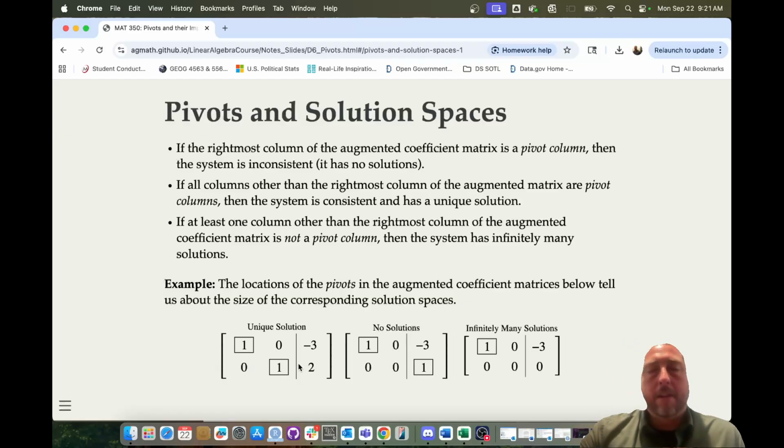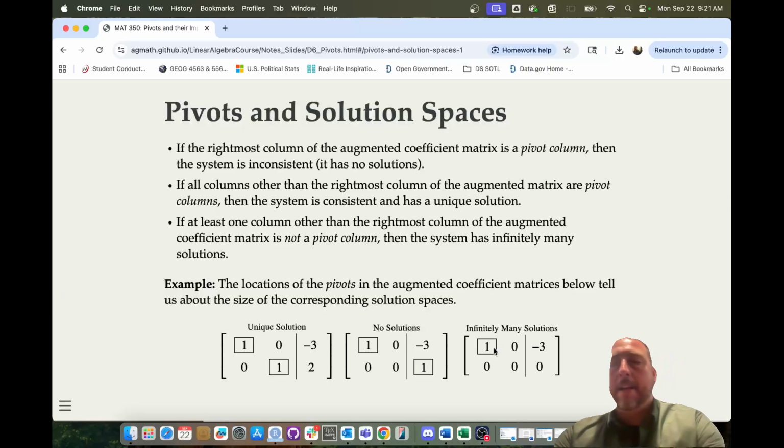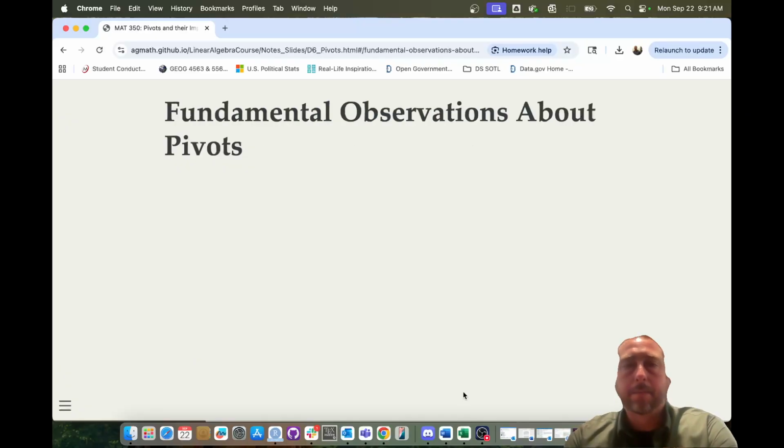Here in this left case, we've got a pivot in every column to the left of that augmenting column. So a pivot in the first column, a pivot in the second column. That's going to mean that there's a unique solution. There are no free variables here. And then in the right example, we've got a pivot in the first column, but no pivot in the second column. There is also no pivot in the rightmost column. So I do have a free variable here. I do have solutions. And so there will be infinitely many solutions in that case.